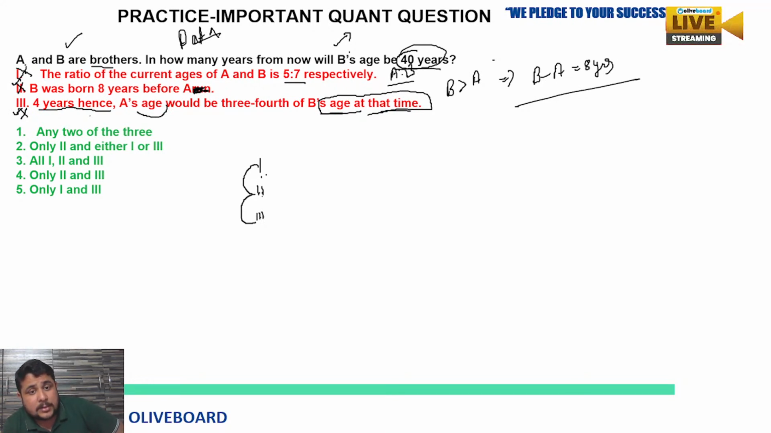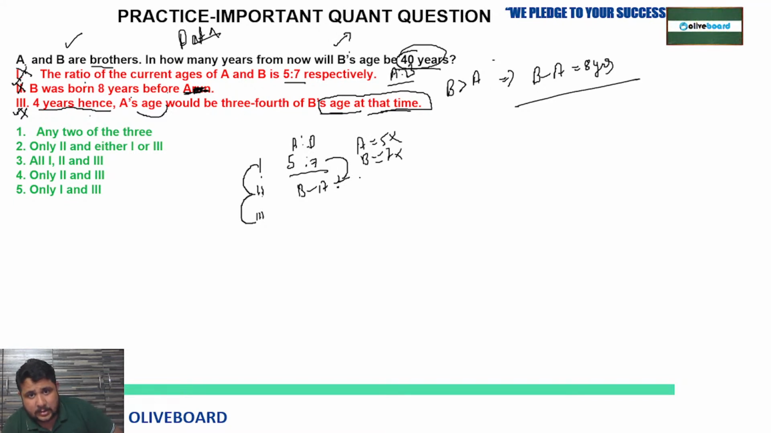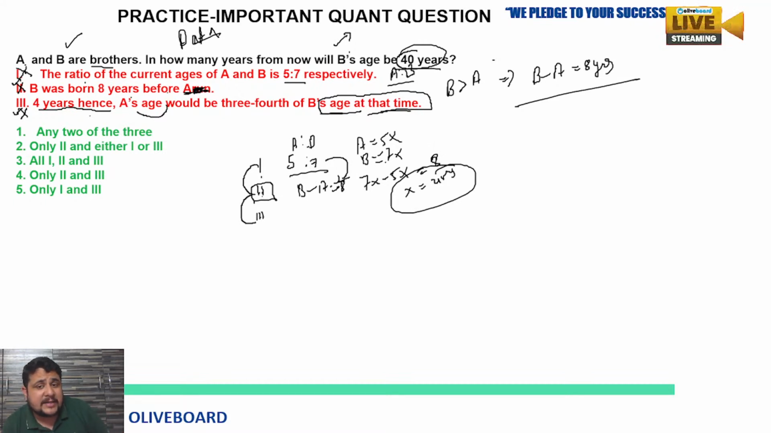Great, good answer. Now see, the ratio of current ages of A and B is 5:7. So you know A and B's age ratio is 5:7 here. B was born 8 years before A. Now B minus A is also given. So if we use the first and second statements together, A's age we can imagine as 5x by this ratio, B's age is 7x. So 7x minus 5x, when we include the second statement, their age difference is 8 years. So 7x minus 5x equals 8. So x is equal to 4 then. By this you can easily calculate the present age of B.